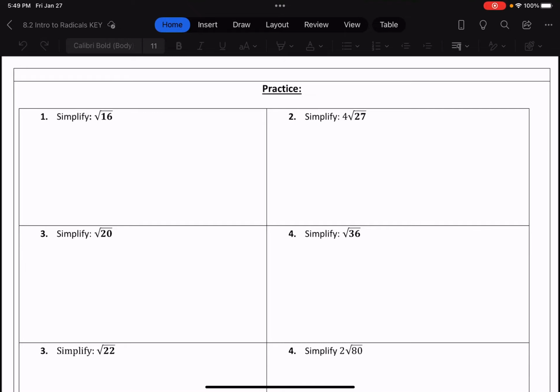Hey guys, in this video we're going to be looking at the practice problems from 8.2. And 8.2 was really focused on identifying those perfect squares and then simplifying radicals. So let's look into this.